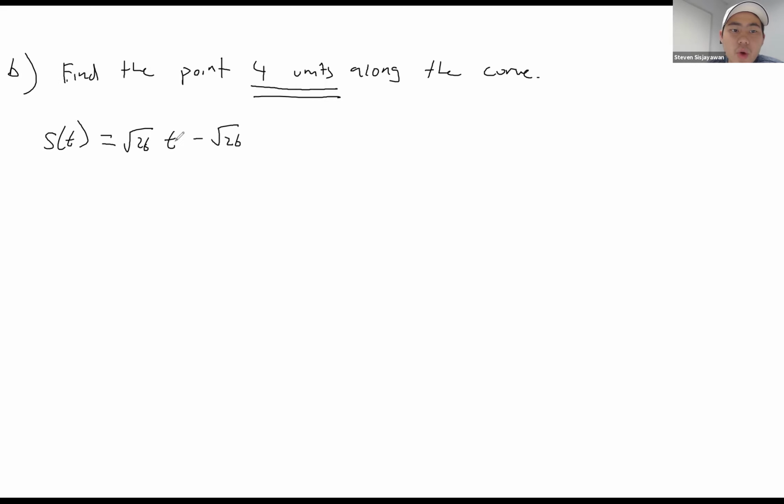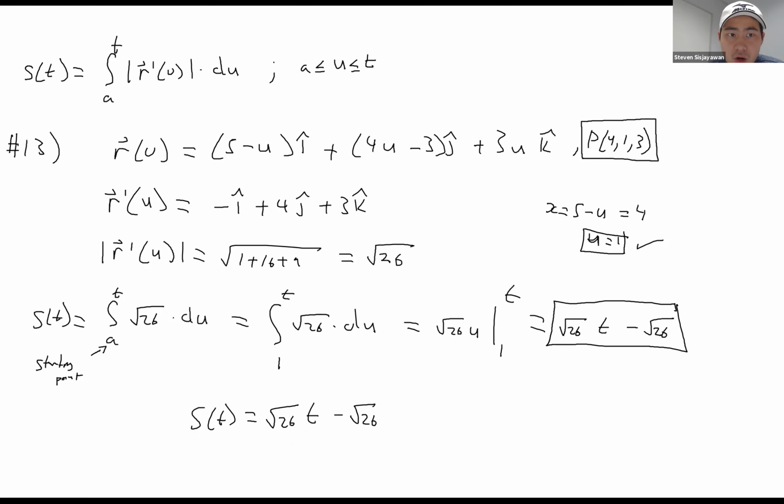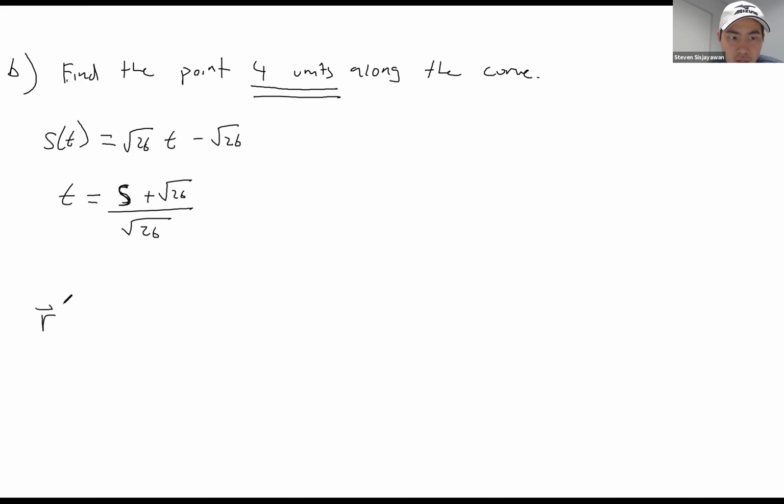And we can rewrite this into a form where S is the variable you're solving for. So if I rewrite this, I get t equals S plus square root of 26 all over square root of 26. What I can do with this function is go back to R of t, or R of u, and plug that value in for t when S is equal to 4. That will relate to the point along the curve from this function.